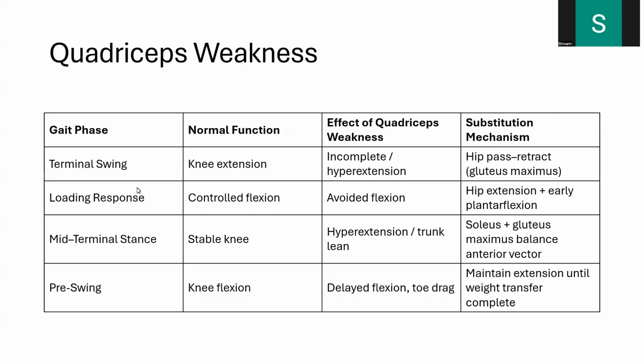So the goal is to prepare the limb for the swing, but weakness of the quadriceps obstructs the normal mechanism. So the patient keeps the knee fully extended until the body weight has completely shifted to the opposite leg. So either weak quadriceps or weak plantar flexors produce this substitution. The substitution pattern here is basically that it maintains extension until weight transfer is complete to the opposite leg.